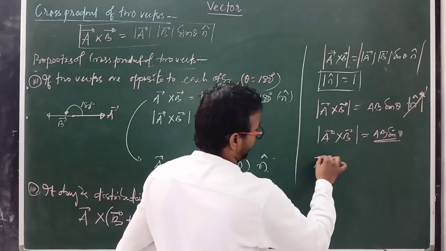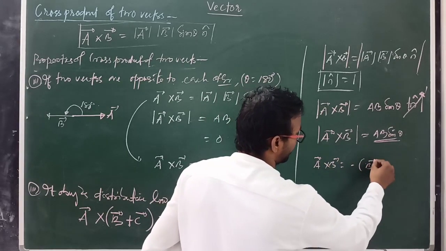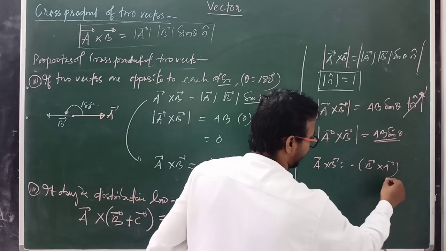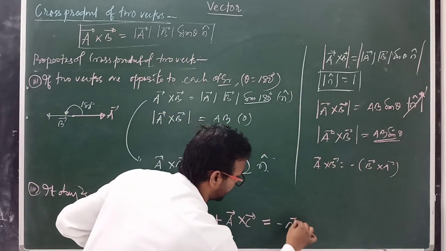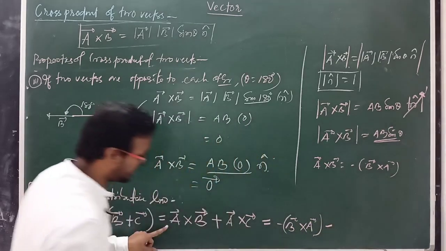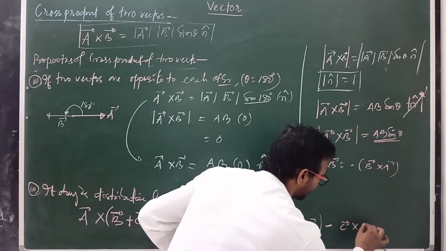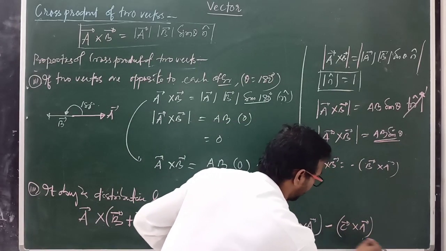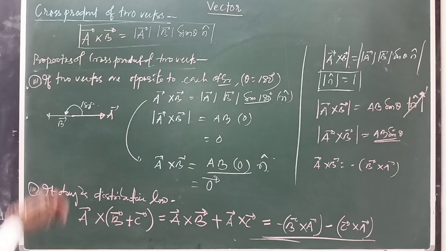As we know, A cross B equals minus B cross A vector. You can write this form also. So you can write B cross A vector minus A cross C, or you can write C cross A vector. Clear? This is another property of the cross product of two vectors. Clear? Okay.